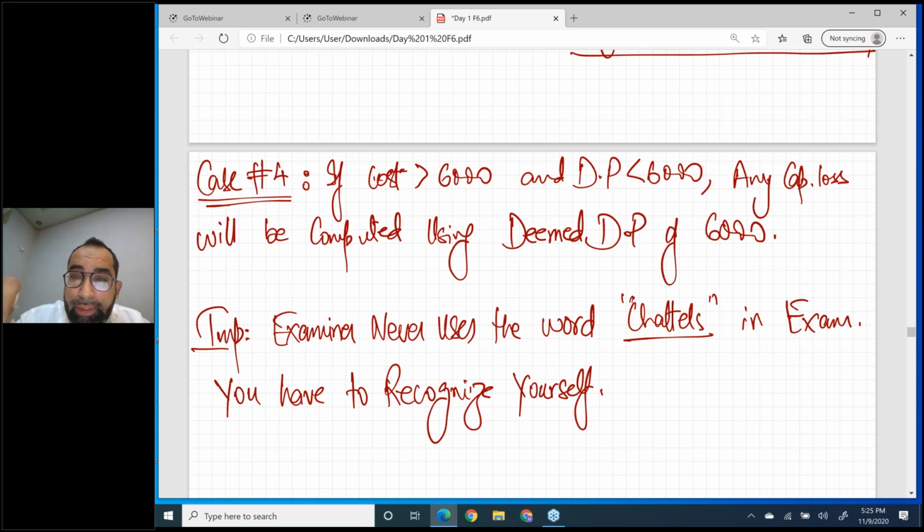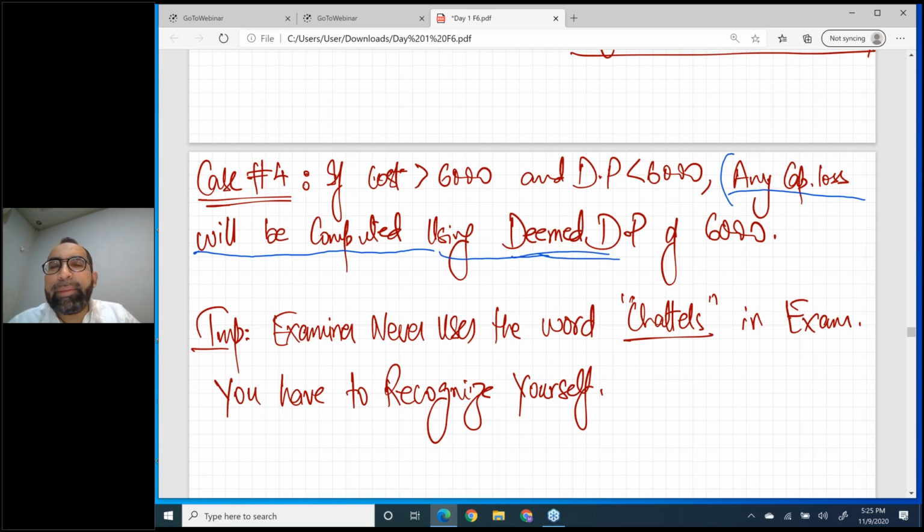Very important words: any capital loss will be computed using deemed DP of 6,000. You don't need to use actual DP. You have to use assumed DP. Deemed DP of 6,000, and the cost is actual. In this way, your loss will be reduced. So in case 4, no need to use actual DP. Just use this deemed or assumed DP.